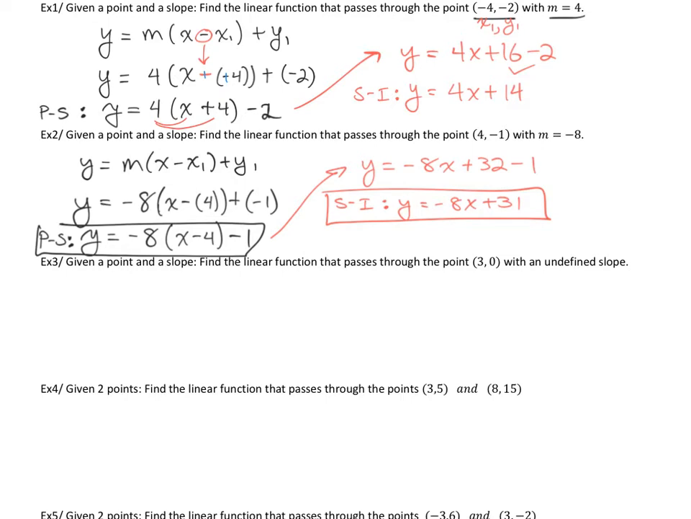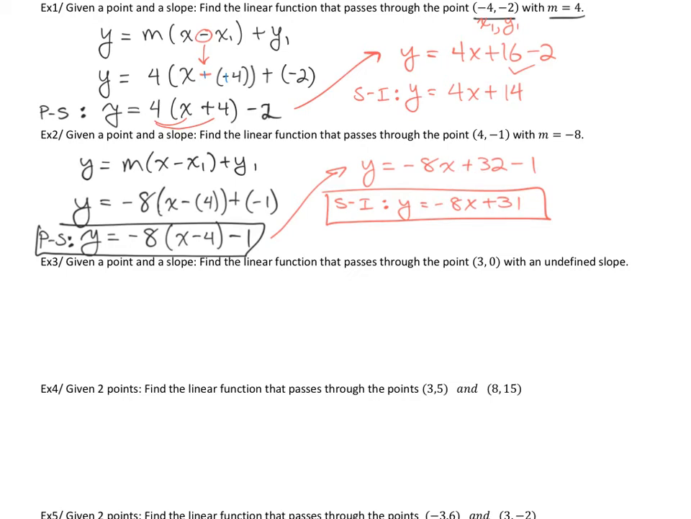Hopefully you got that the point slope form, after you substitute in the negative 8, the positive 4, and the negative 1 respectively for the slope, the x-coordinate of the point, and the y-coordinate of the point, you get this point slope form. And then essentially going from point slope to slope intercept form is just distributing this -8 to the x and the -4 to get -8x plus 32 minus 1. Combine these constants to get 31.